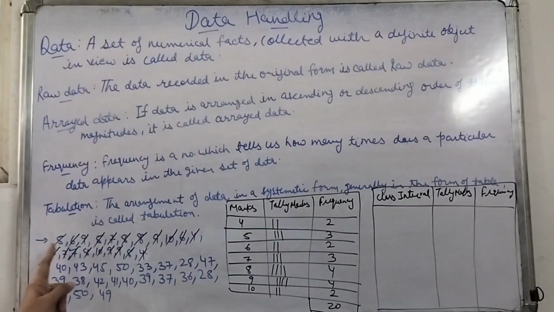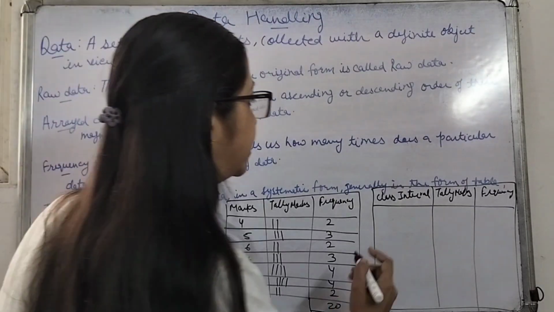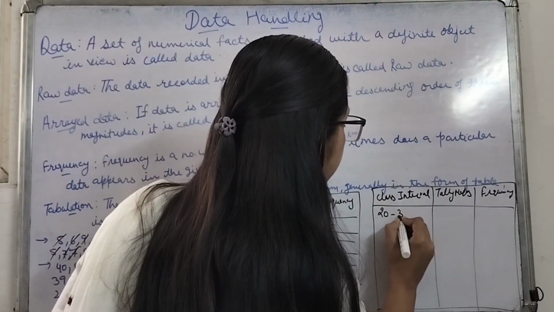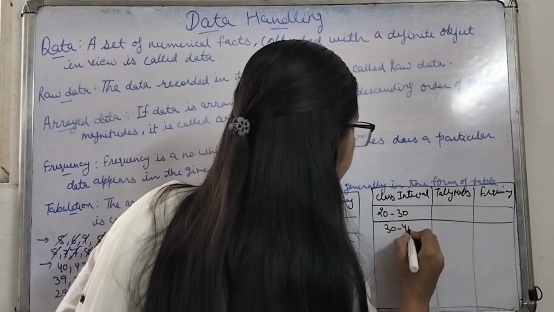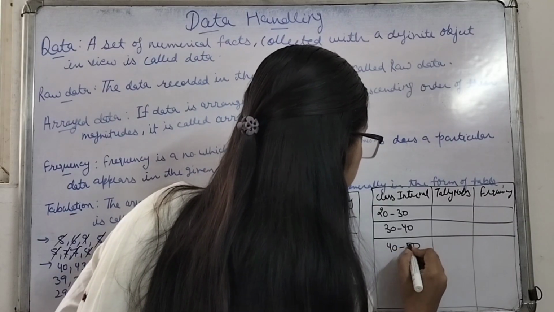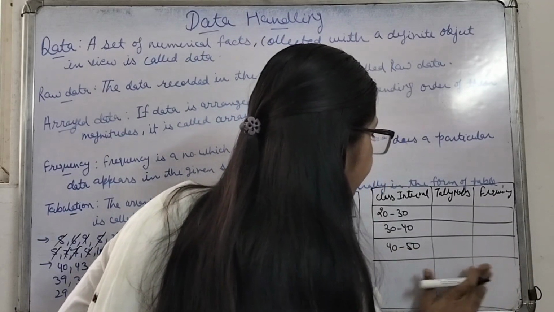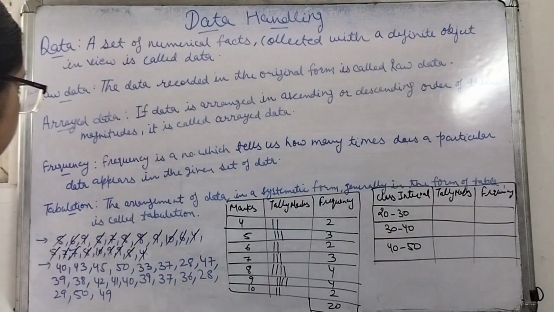For the class interval, the minimum marks over here we can see is about 20 only. So we can take the class interval from 20 to 30, then 30 to 40, then 40 to 50. This could be the class interval. This much is sufficient.